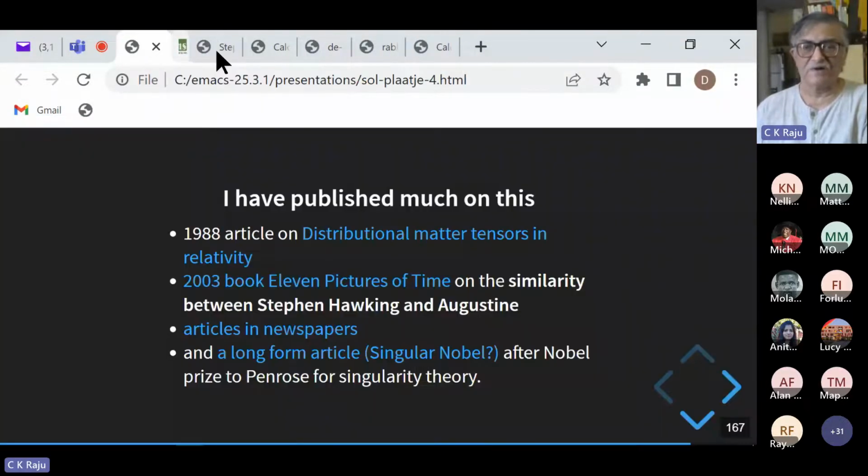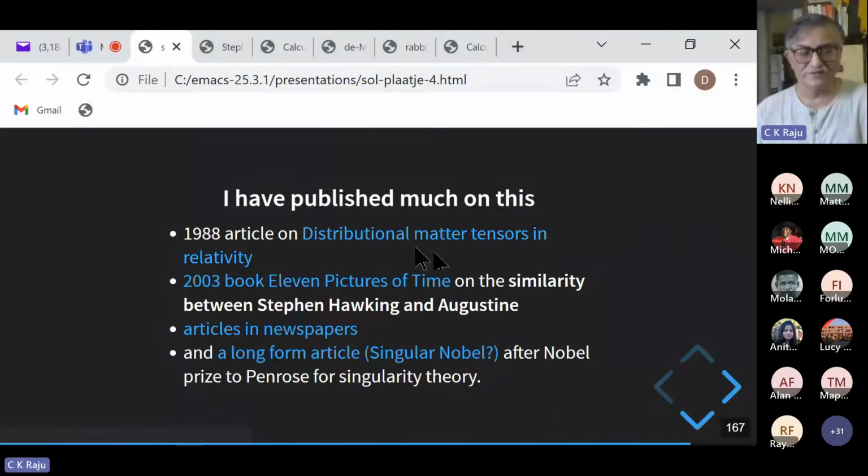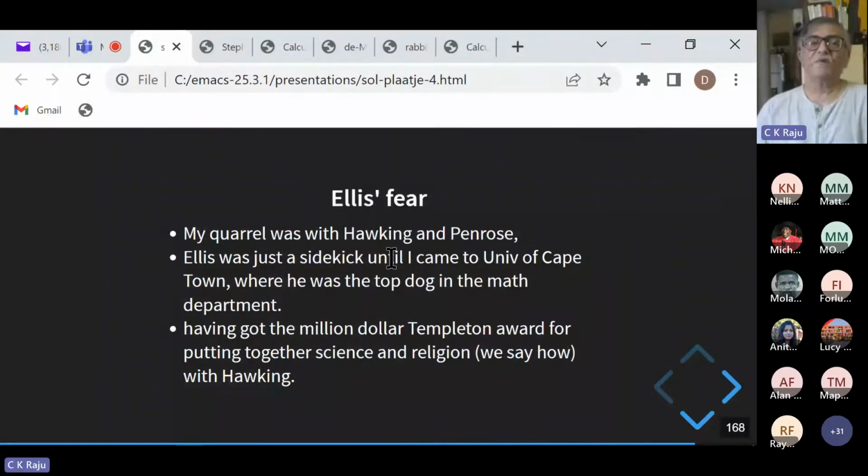So you can take a look at this. I can't just discuss it offhand. Each thing will take hours to discuss. So this was the point. See, my quarrel was with Hawking and Penrose, Stephen Hawking and Roger Penrose. Ellis was just a sidekick until I came to University of Cape Town, where he was the top dog in the math department. He got the $1 million Templeton Award for putting together science and religion.